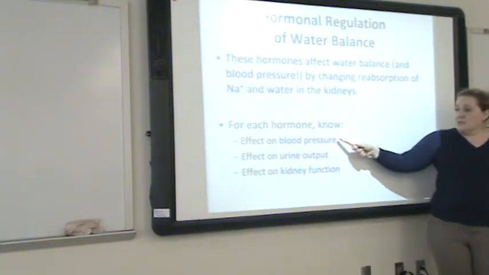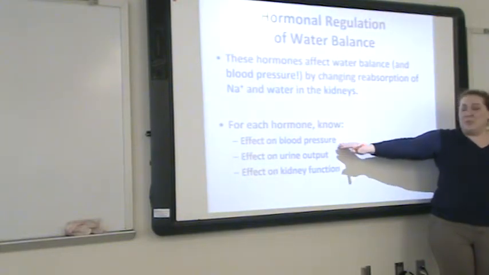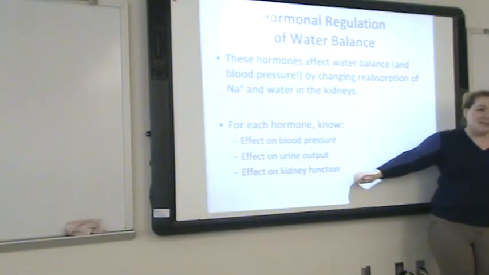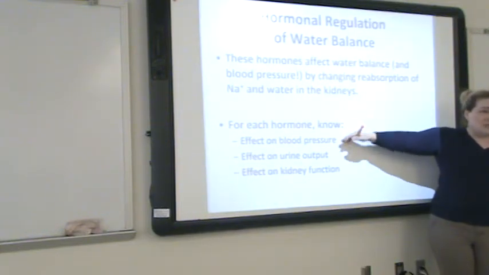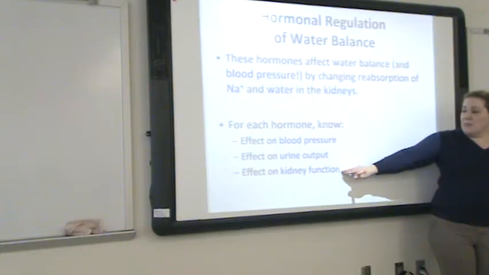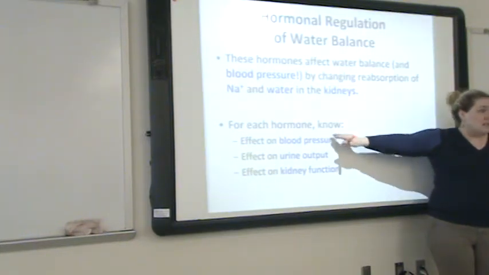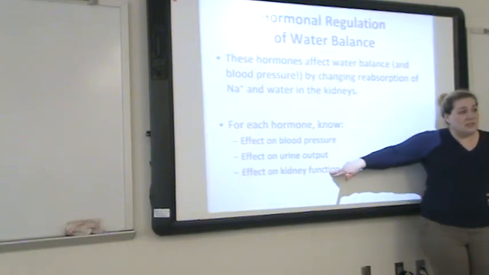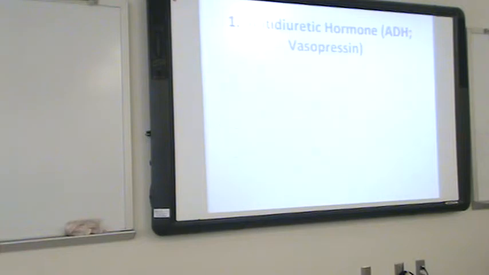Both of those are a 50-50 guess. I'm not saying that you should guess, but your blood pressure can go up or it can go down. Your urine output can increase or decrease. This one's more complicated. I want you to know why does the hormone affect those two that way? What's it literally doing to kidney function? So this is something that you could start studying for immediately after today.